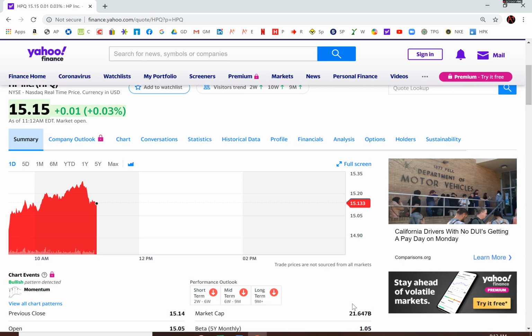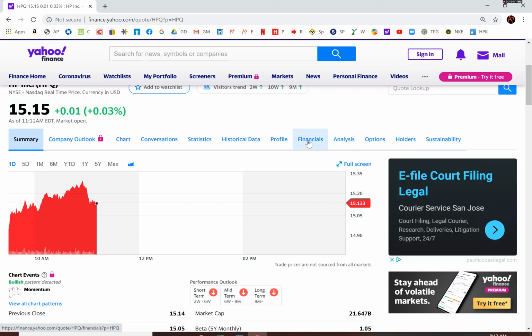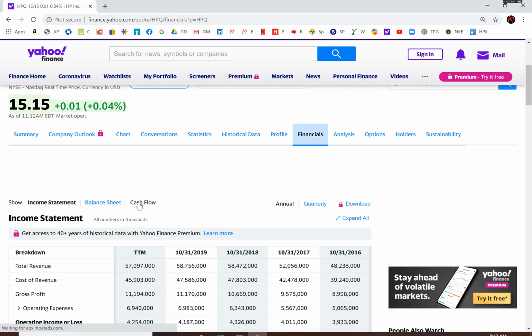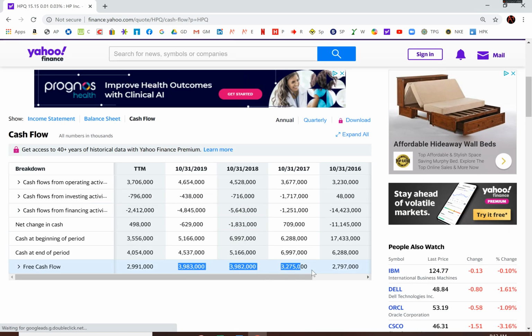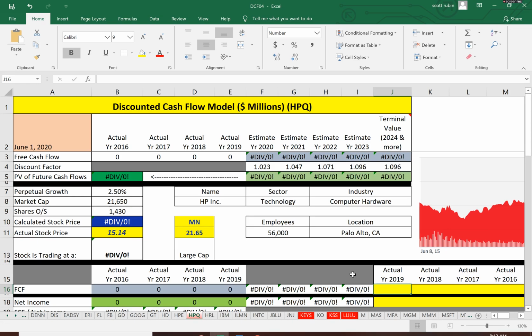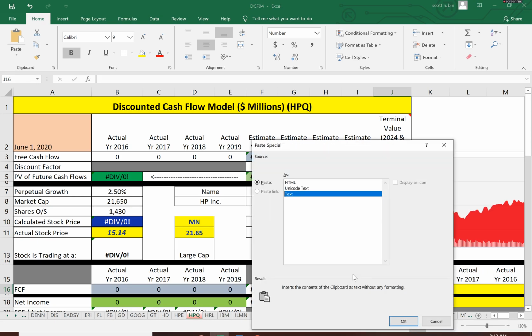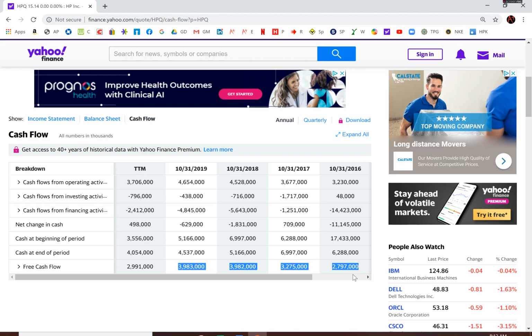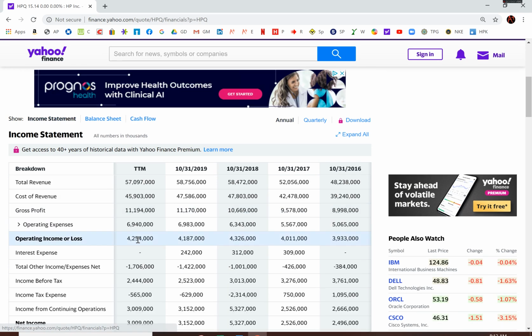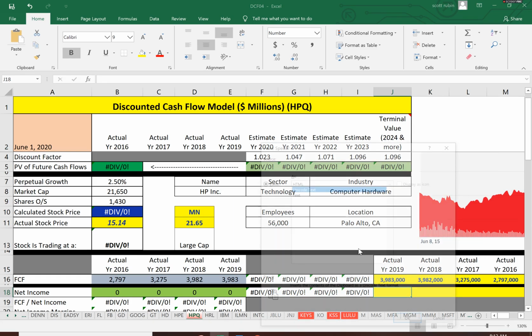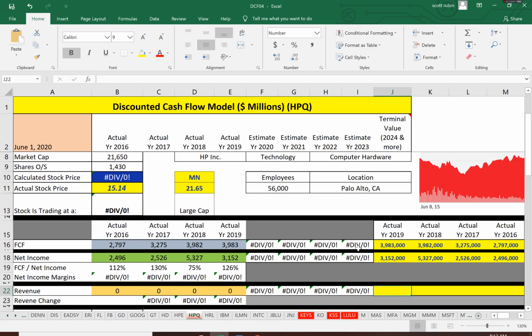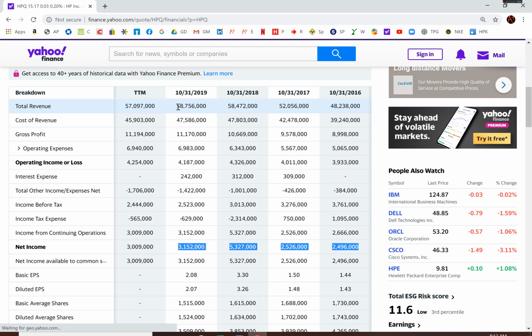So now let's find out the actual cash flows. So we'll go to the finance section in Yahoo, go to cash flows, and then free cash flow. We'll put that into the model, and then we'll do net income. That's on the income statement. And we need 4 years of data for the model. And last is revenue.